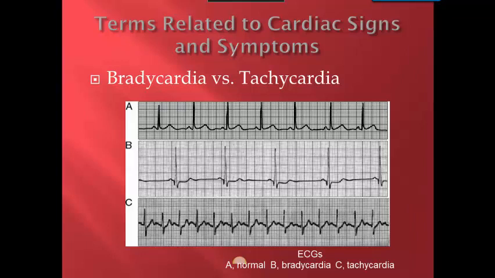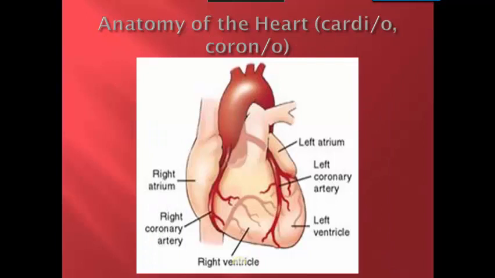And we're not about interpreting EKGs, but A is a normal sinus rhythm, a regular heart rhythm. B is slow, bradycardia, and C is tachycardia, fast. It might be normal at rest to have a slow heart rate and during exercise to have a fast heart rate, but these can happen with other problems as an abnormality as well.